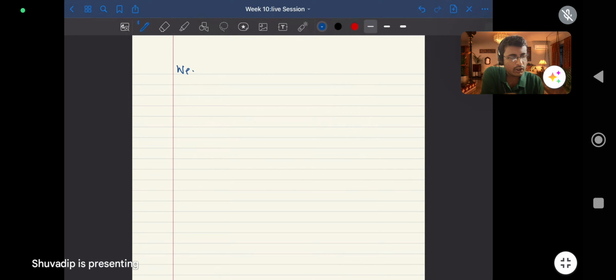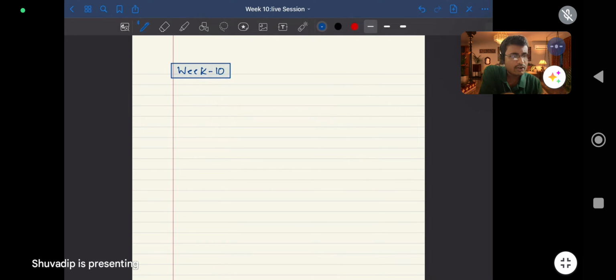Week 10. We were discussing something about the Rouse model, and today we will discuss an improved Rouse model, which is called the Zimm model. Before starting directly on the Zimm model, we will discuss some of the problems in the Rouse model, which we have already discussed in the previous week. But I want to repeat that question once more and try to extend our idea from that.